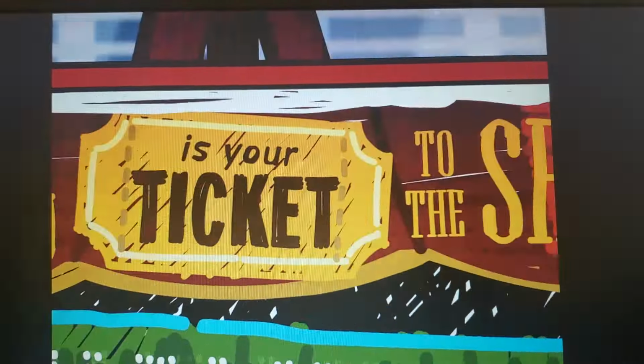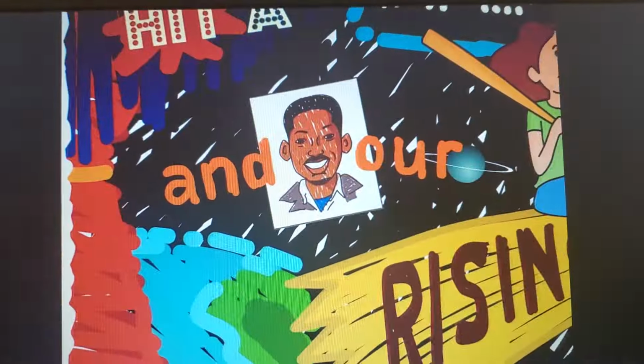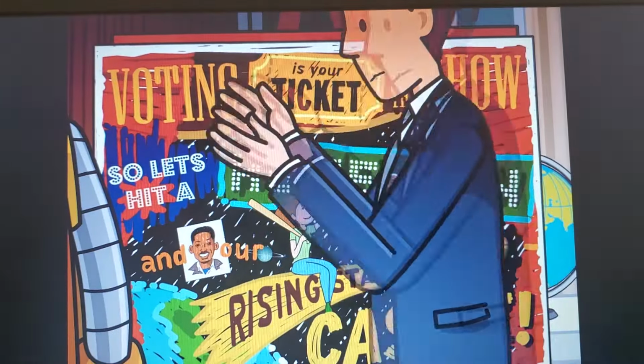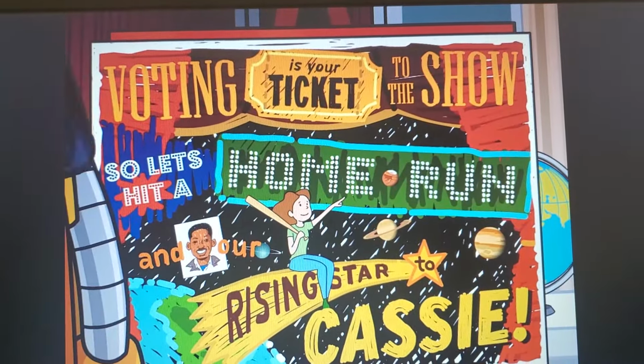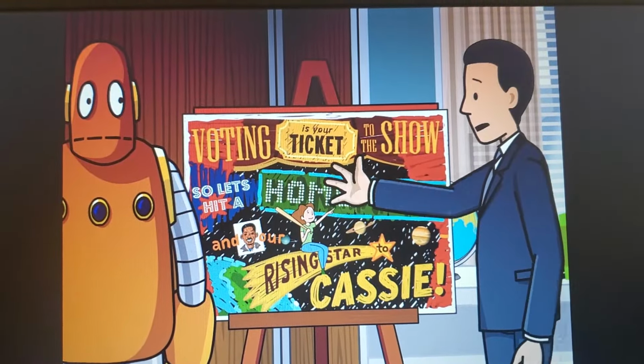Voting is your ticket to the show, so let's hit a home run and hitch our rising star to Cassie. This is the worst mixed metaphor I've ever read. First, your vote is a ticket, then we're on a baseball field, and then out in space?